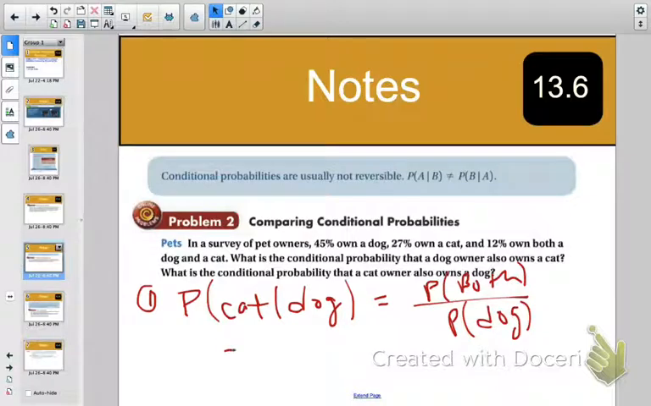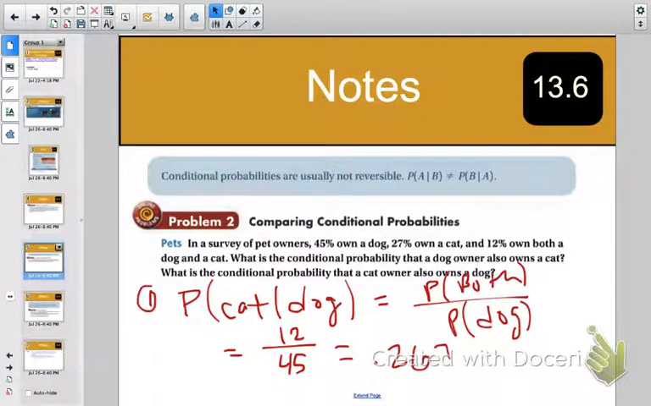Okay, so this one, both is going to be 12%. And actually, you can just do 12 if you don't want to do 0.12 because you're dividing, as long as you keep it consistent on the top and bottom. The probability of owning a dog is 45%. So 12 divided by 45 comes out to be 0.26 repeating, so we'll just say 0.267.